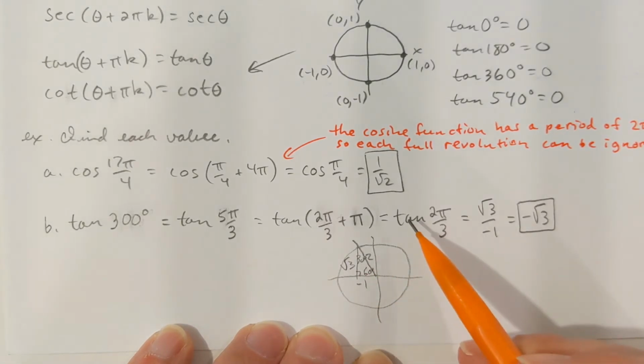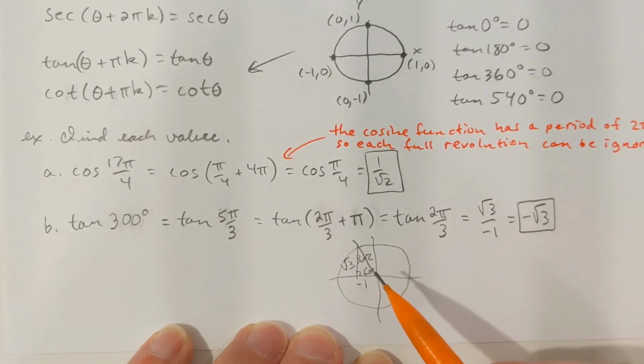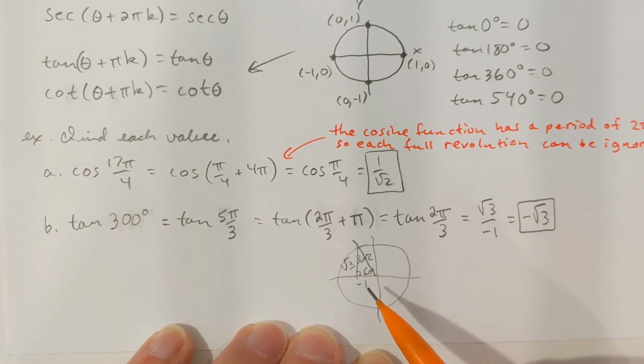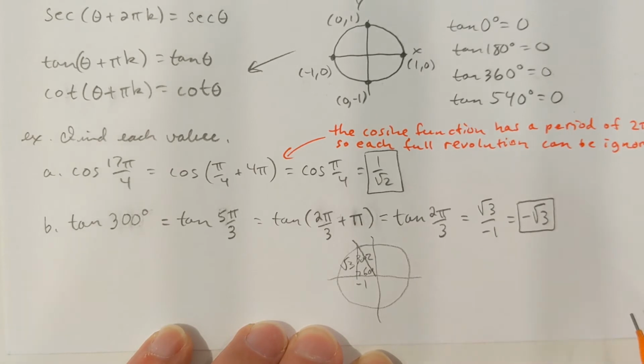So tangent of 2 pi over 3, tangent of an angle is opposite over adjacent. Root 3 over negative 1 is negative root 3. That'd be the answer. That'd be the same answer that I'd get for tangent of 300 degrees.